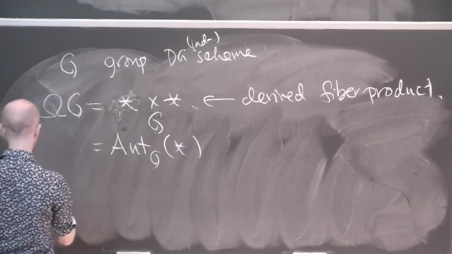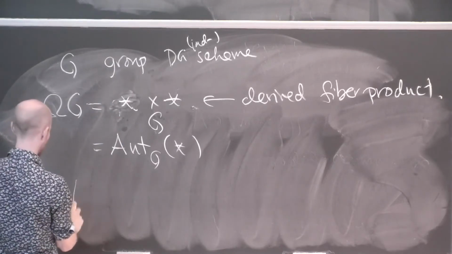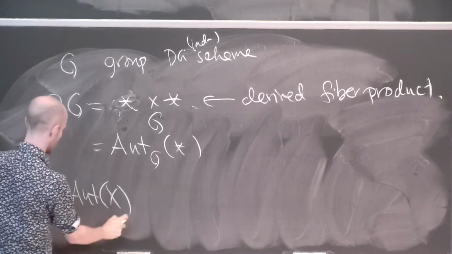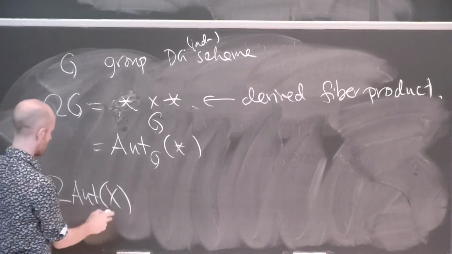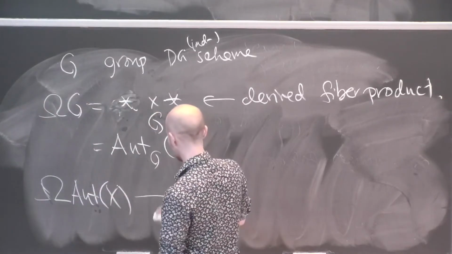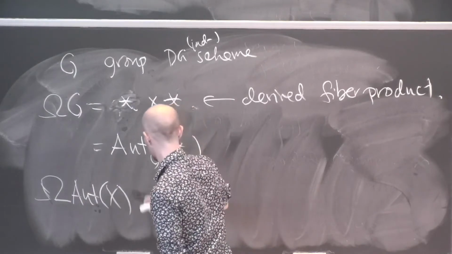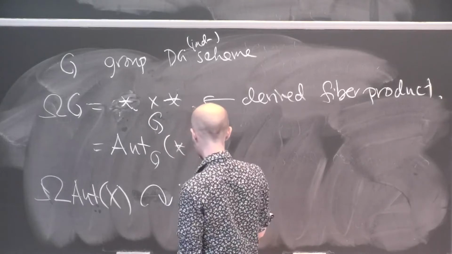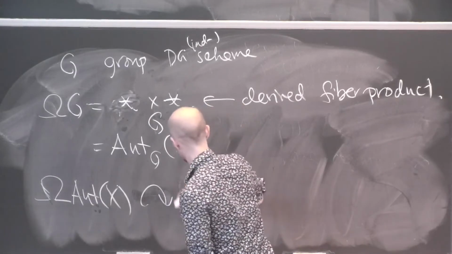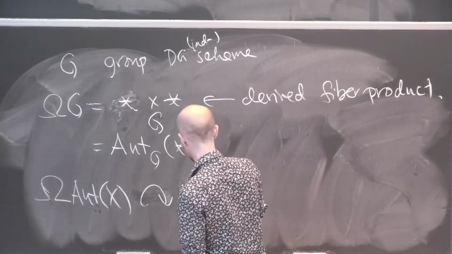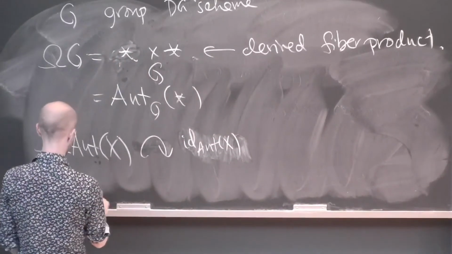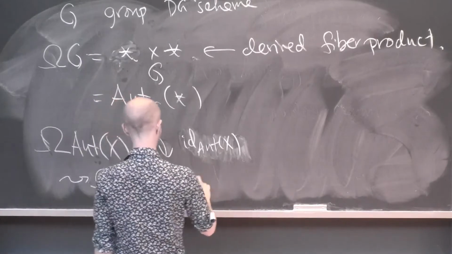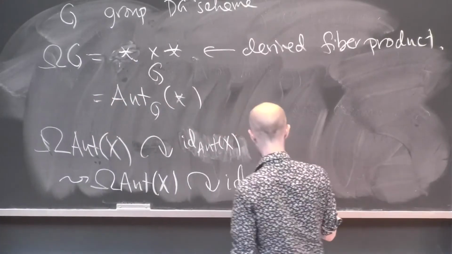So using that, in this case, what you end up with is omega of automorphisms of X, which is, so to say, automorphisms of the identity point inside of the automorphisms of X. So the identity automorphism of X. This is going to act on the identity for quasi-coh of X. And then by functoriality, this gives rise to omega of automorphisms of X acting on the identity functor for quasi-coh of X.